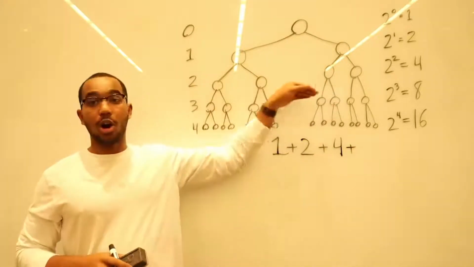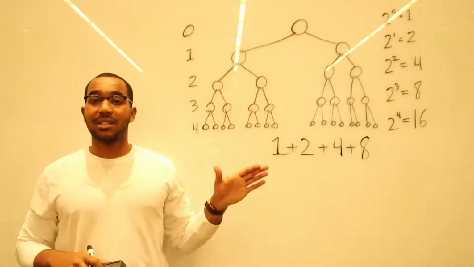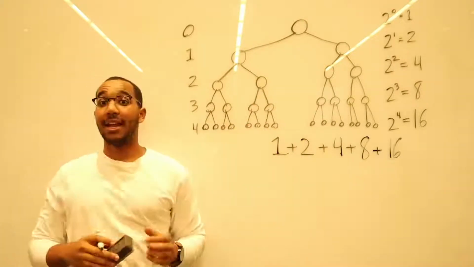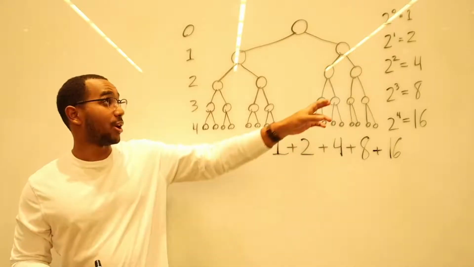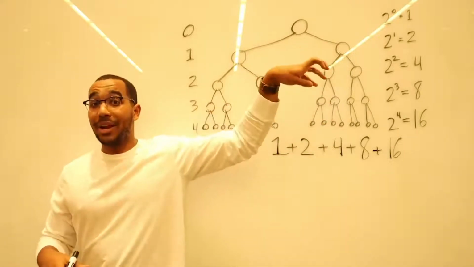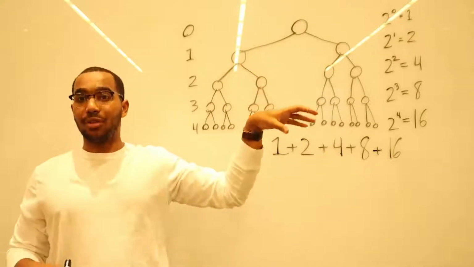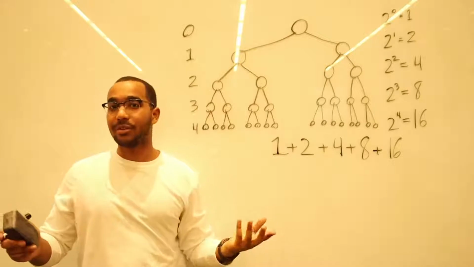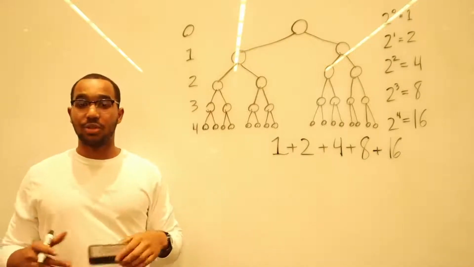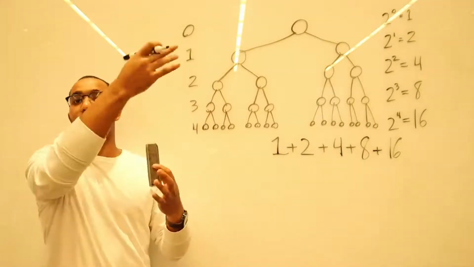Plus 8 calls in this level, plus 16 calls in the last level. And now I want to transform this into a generalization. We already began with that. We said branching factor to the level will give me the nodes in the level. That's going to help us out here. We're summing the levels. Let's change this into our branching factor to the level.